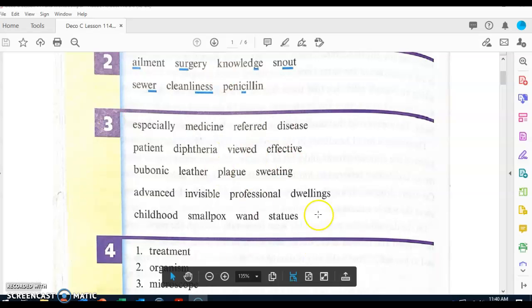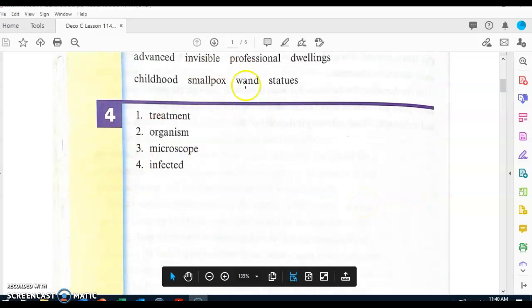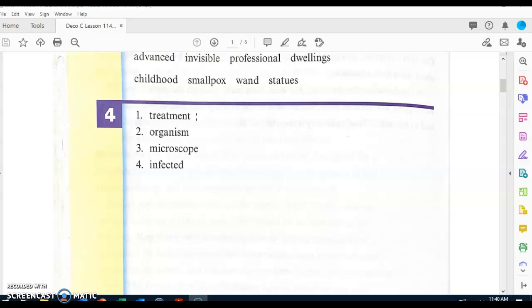Now let's go ahead and continue with part 4. We're going to talk about what those words mean. Word number 1. What word? Treatment. Now, a treatment is a cure. Number 2. What word? Organism.